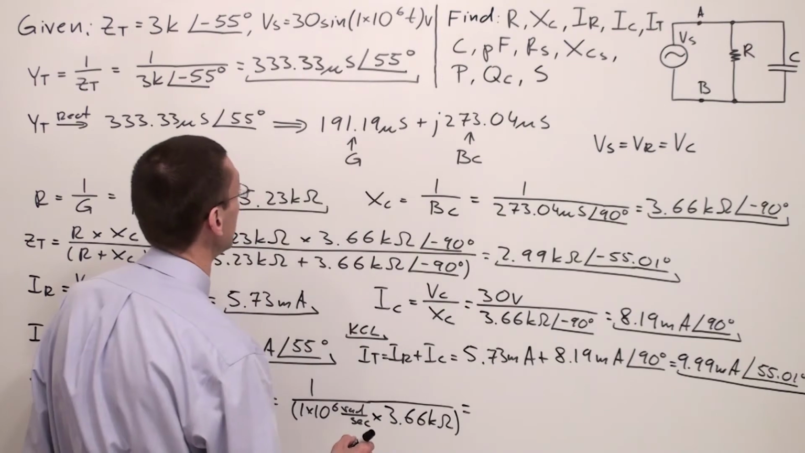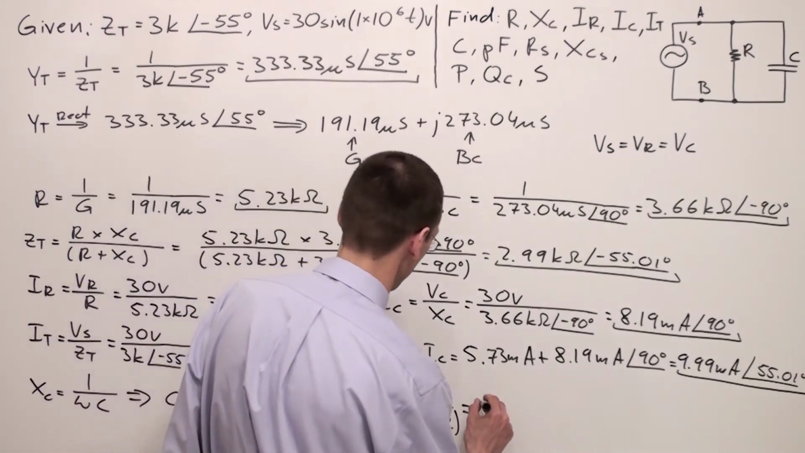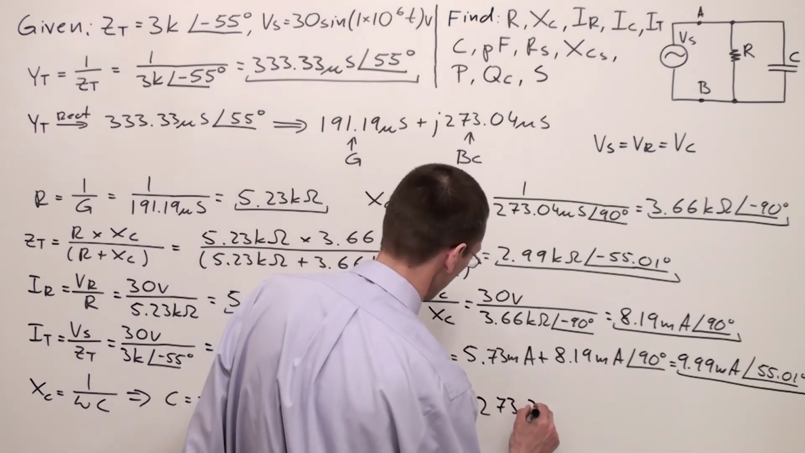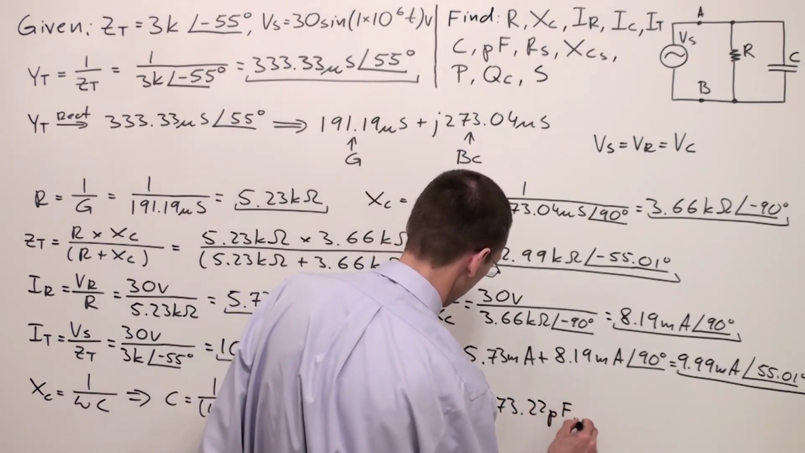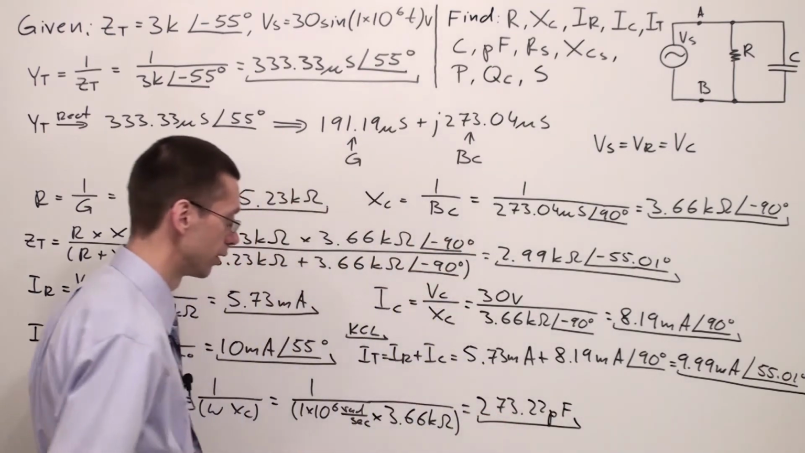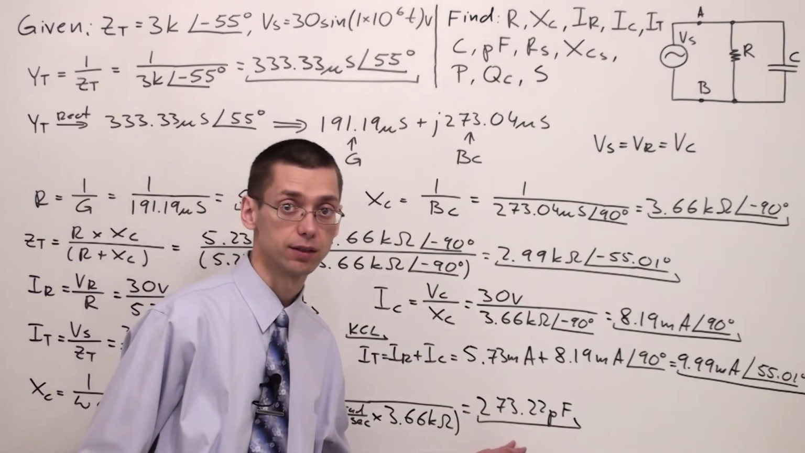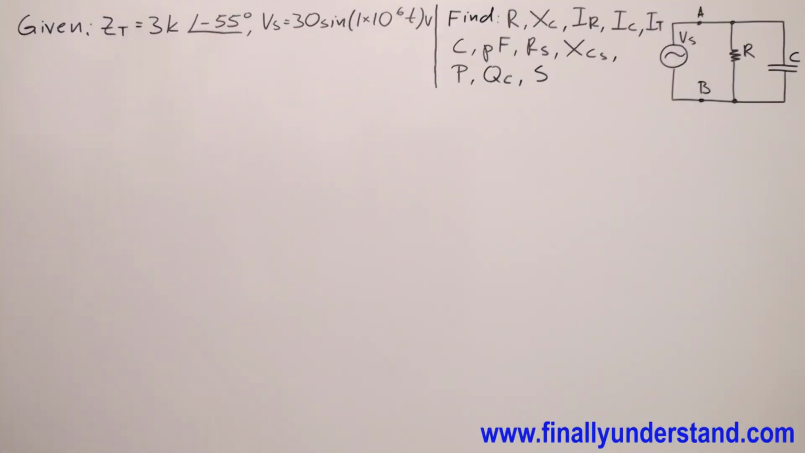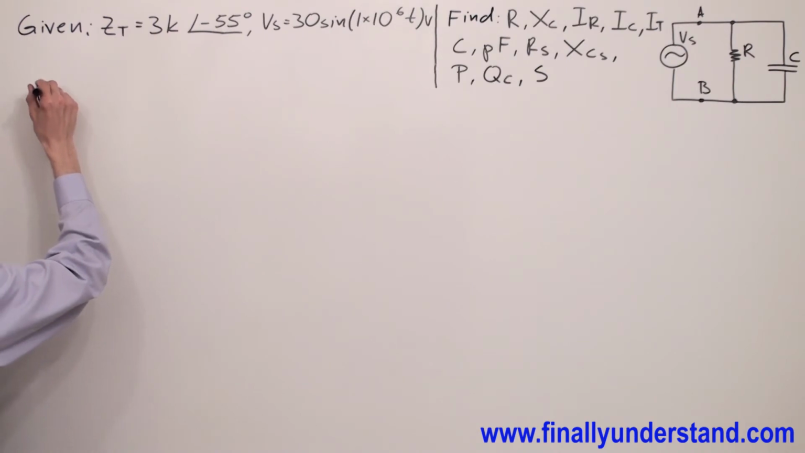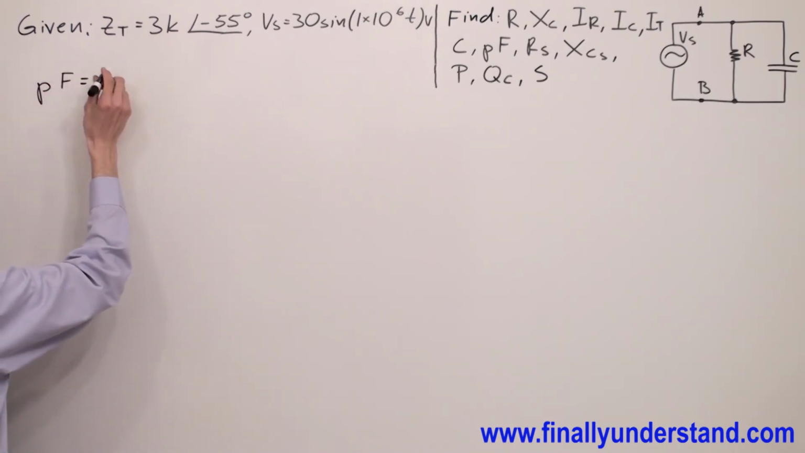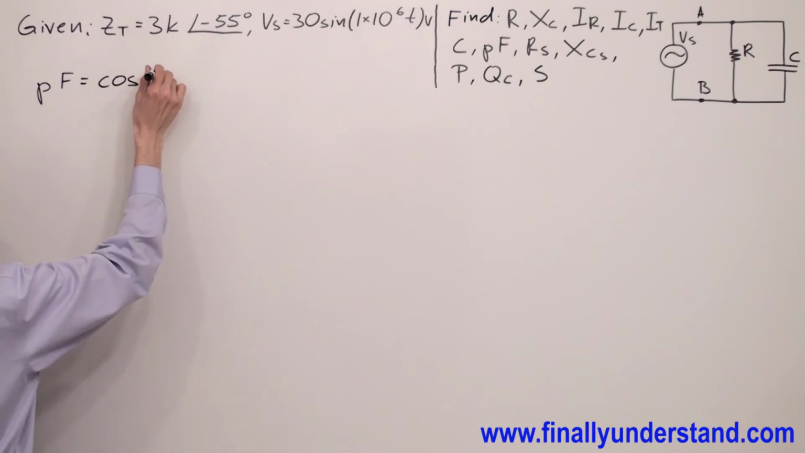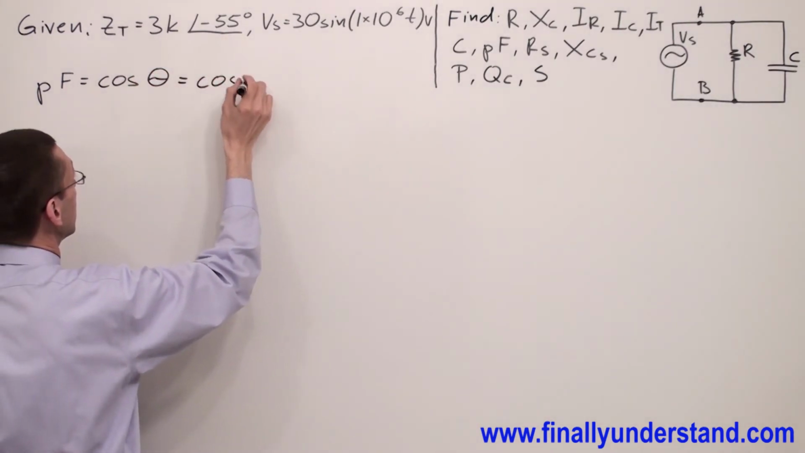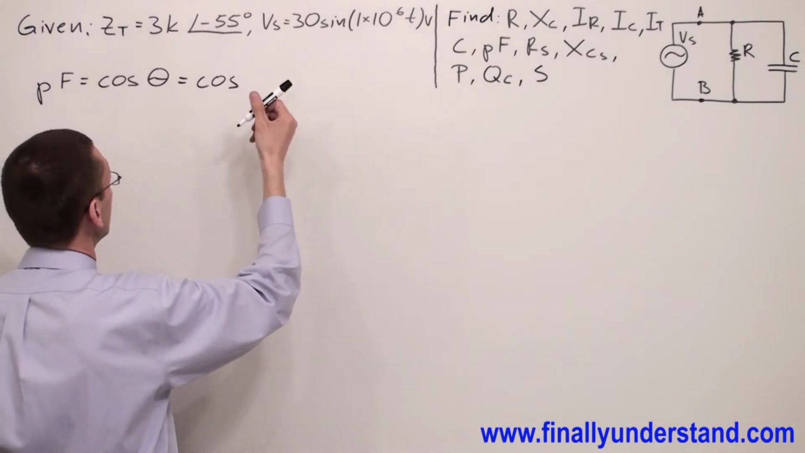You're supposed to obtain the value of 273.22 picofarads. Okay, so this is the value of the capacitance in my circuit. Next, we're supposed to find the power factor. Power factor is equal to cosine of angle theta. So I have cosine of the angle which is next to Z total.